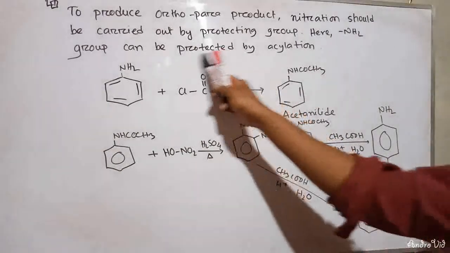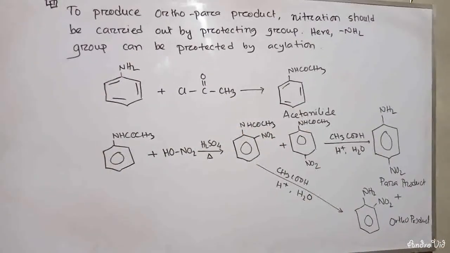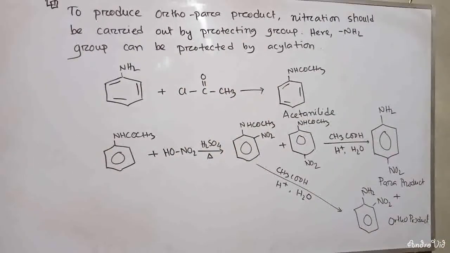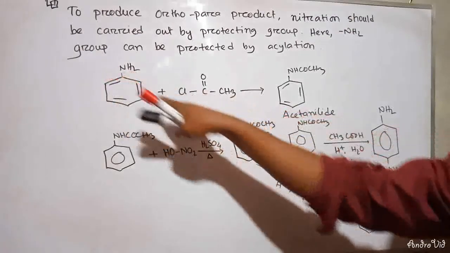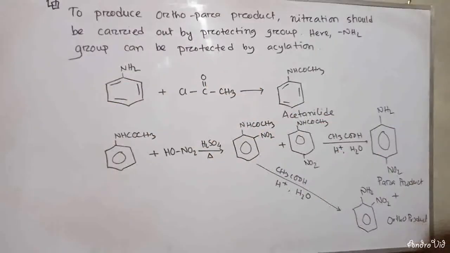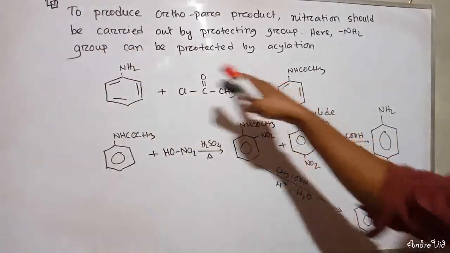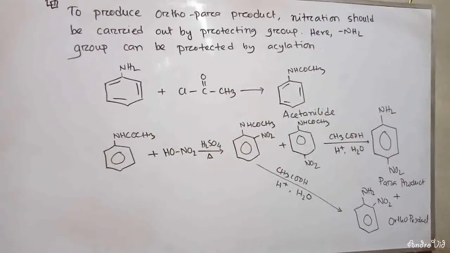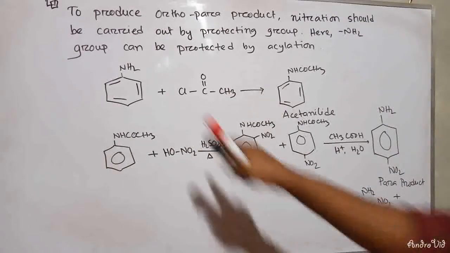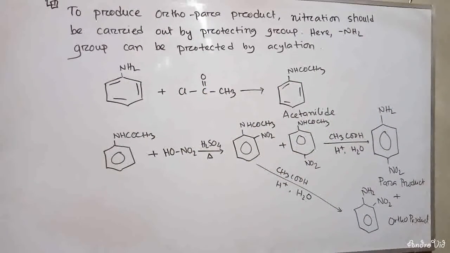Okay, this is a cell compound, this is ethanoyl chloride. When this reaction is carried out, one hydrogen atom is replaced by the CH3CO group, and in this way the NH2 group is converted to NHCOCH3 and produces a product. This product is named acetanilide. In this way the NH2 group becomes protected.